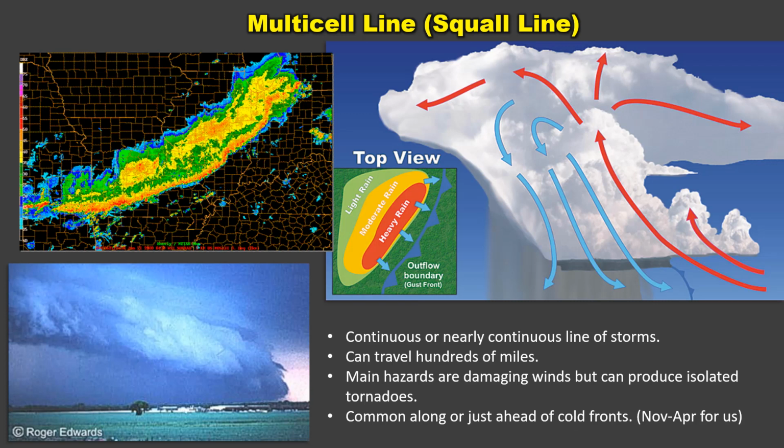Another storm type is the multi-cell line, also known as a squall line. Continuous or nearly continuous line of storms. Can travel hundreds of miles. Main hazards are damaging winds, but can produce isolated tornadoes. This is common along or just ahead of cold fronts. So this far south it's going to be in the cool season for us, around November through April.